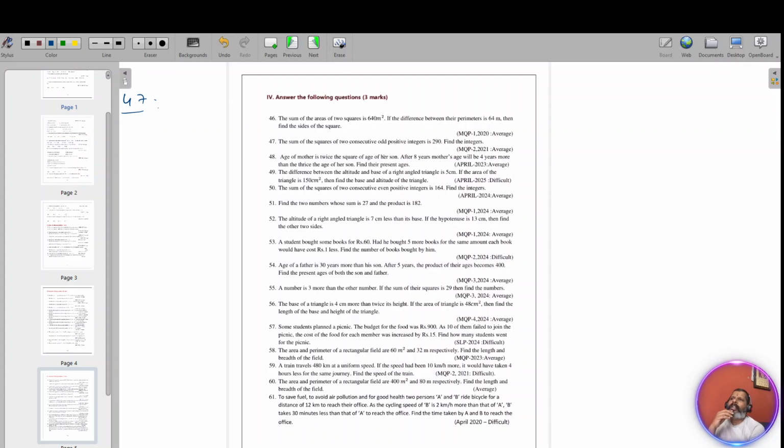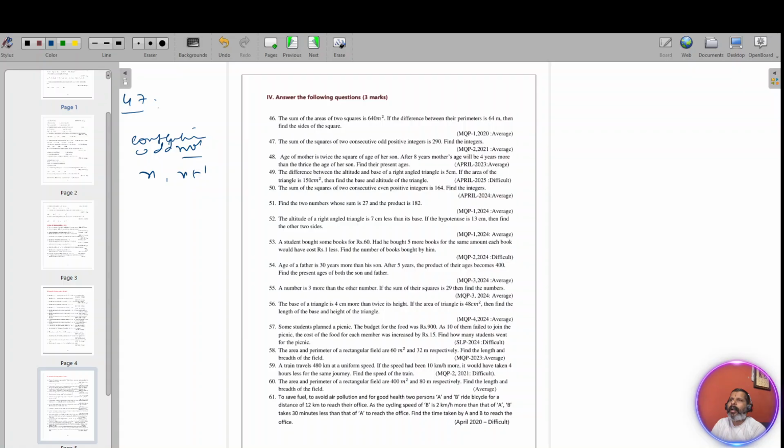Sum of the squares of two consecutive odd positive integers. When you assume the first odd number as x, then the next odd number will be x plus 2. Don't say x plus 1. If x is your odd number, say 3, and you add 1, it will become an even number. So the consecutive odd numbers are x and x plus 2.